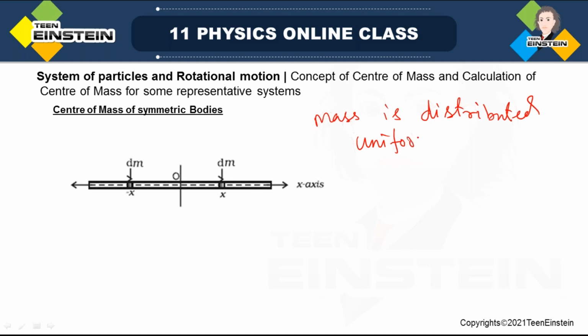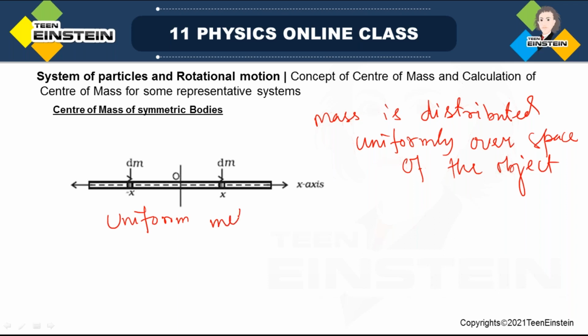uniformly over the space of the object. See, this is the uniform bar. A uniform bar is actually a uniform metal bar. So in this case, you can take delta m, as I said, a mass distribution of some thickness x here.